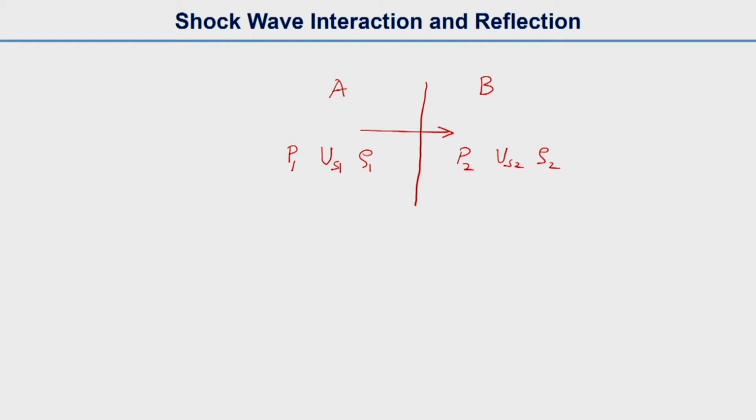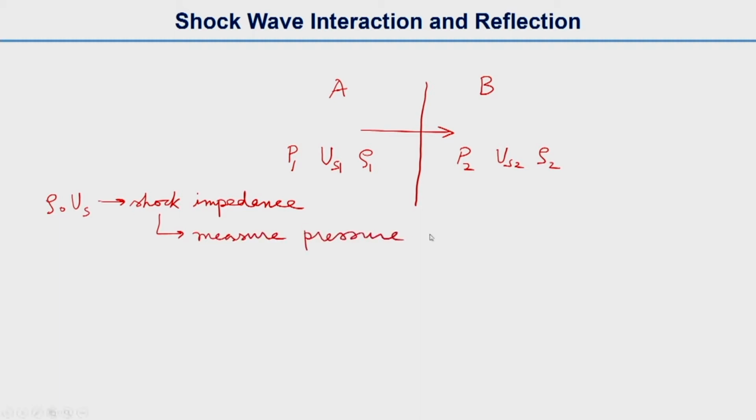The shock impedance concept we will introduce here. Shock impedance is rho naught US, like our sonic impedance. This is the shock impedance of a medium. It gives a measure of pressure at a particular particle velocity, at a particular UP value, and this can be approximated as rho naught C naught.